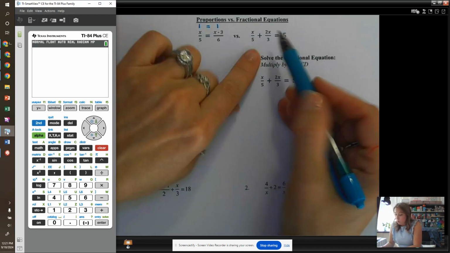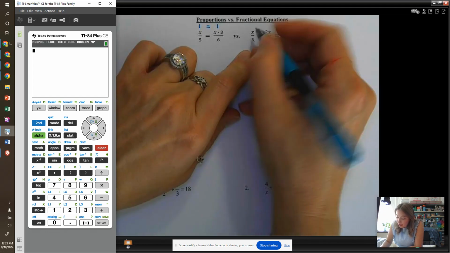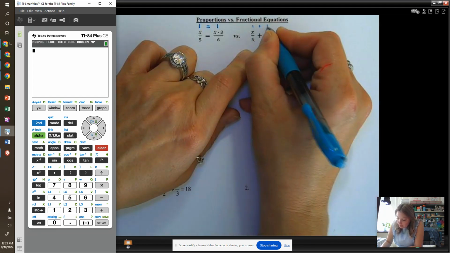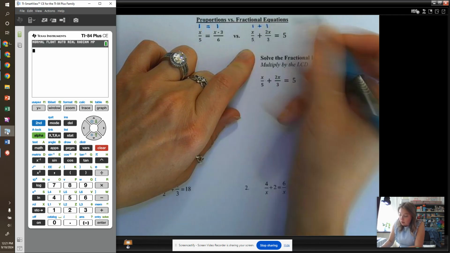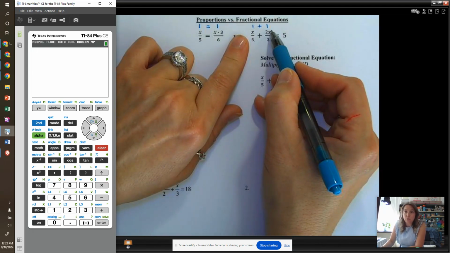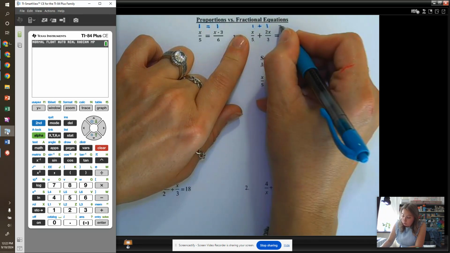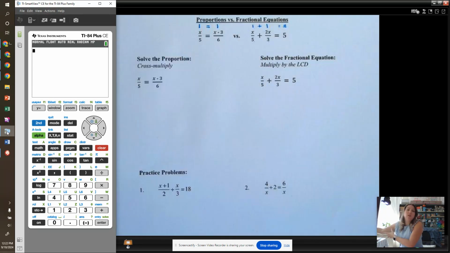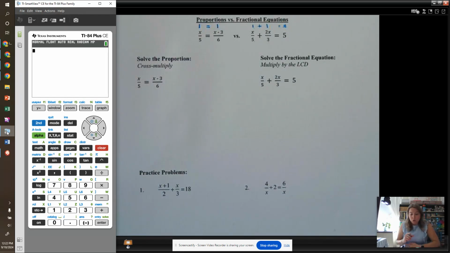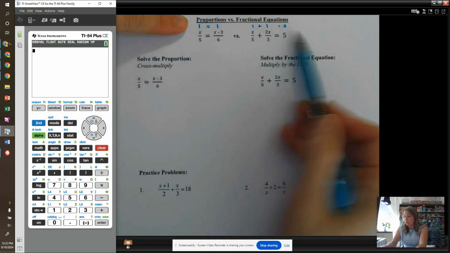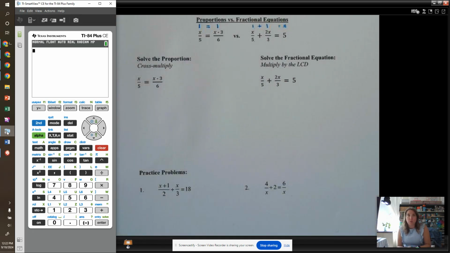Versus two fractions adding up on the same side. This is not a fraction set equal to another fraction. And then we're equal to some number. It could be another fraction over on the other side of the equal sign for all we care. But if you have more than one fraction on the same side of an equal sign, you do not have a proportion. You must find an LCD. Okay, so that is what our difference looks like in the two types of equations.